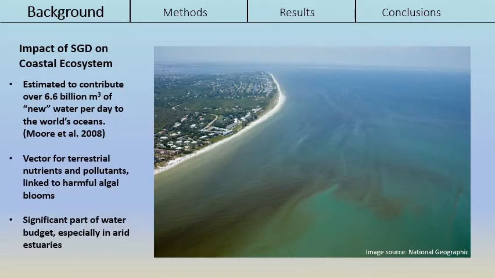Although often overlooked when considering coastal water budgets, this process can provide significant amounts of water inputs, especially in arid regions where surface water inflows are scarce. It also carries with it a variety of land-derived nutrients and pollutants, with several studies linking submarine groundwater discharge to harmful algal blooms and decreased water quality.